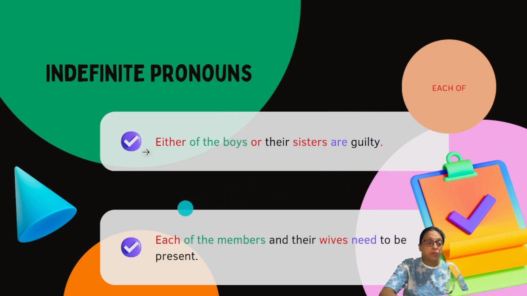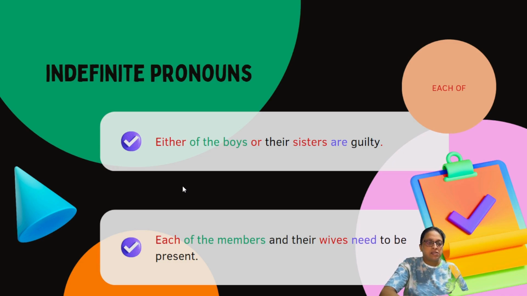Let's take another example. What does this sentence mean? Each of the members and their wives need. We have this need, which is a verb because there is no s to it. It is a plural verb. So why have we used need here? Why have we used a plural verb here? Let's understand this sentence. Each of the members means there are multiple members. Say it might be a club. There are multiple members. We are talking about every individual member here.